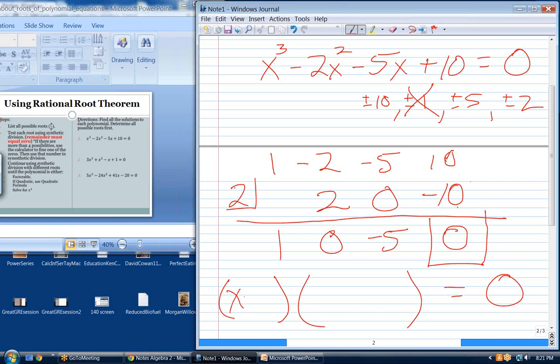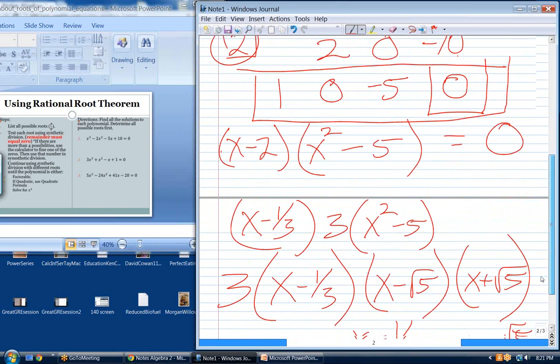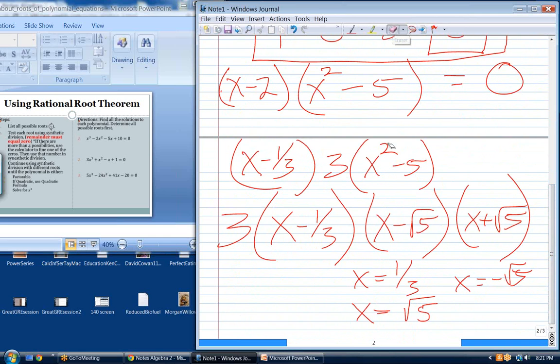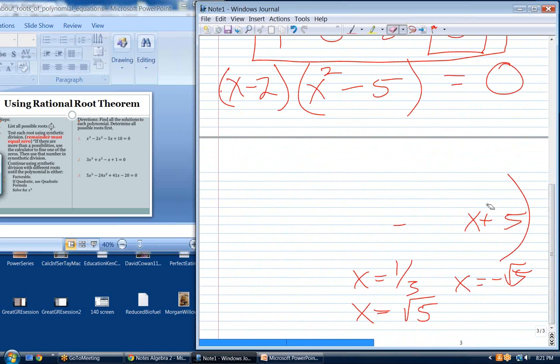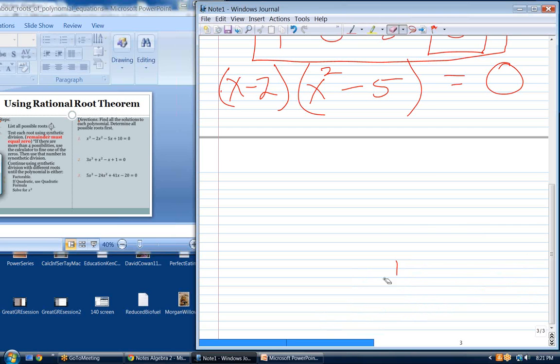X minus 5? Minus 2. Minus 2. Ah, that's right. We were using 2 when we got this 0. Now what's the quadratic factor? X squared minus 5. Uh-huh. Okay. So now we're close to having all that they ask. What are my 3 solutions? X equals plus or minus 2.